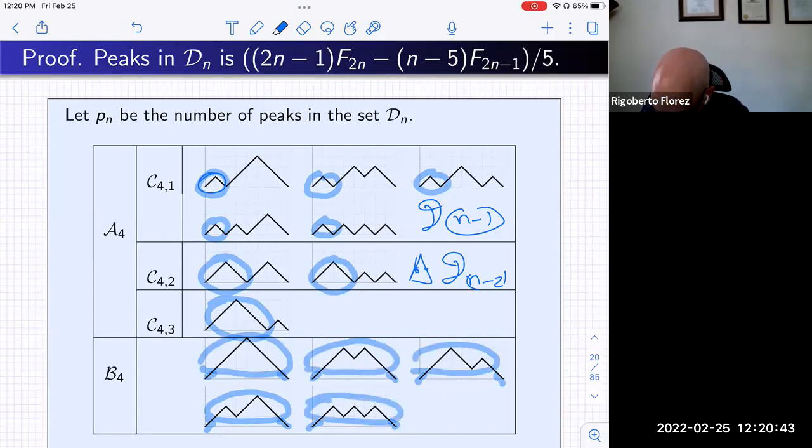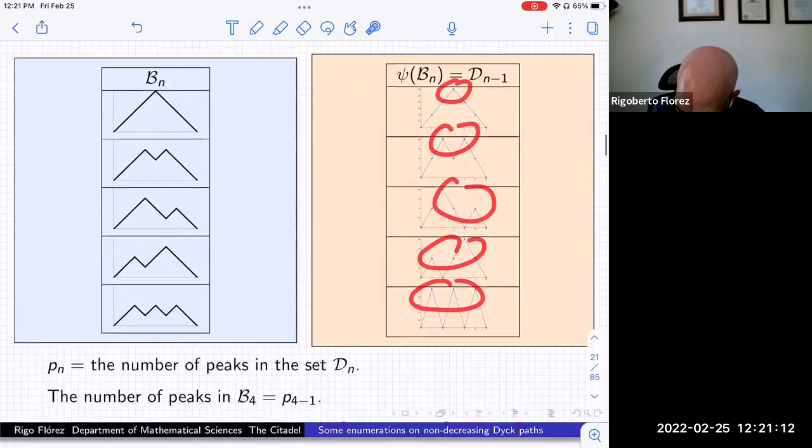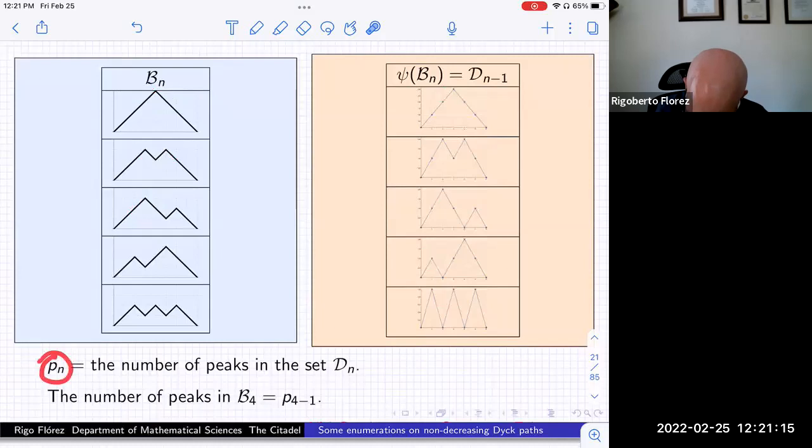So using that technique, let me show you. All of those that don't have valleys at the ground level, we call Bn. But Bn can be sent under a bijection to Dn-1. So instead of counting the number of peaks here, we can count them there. It's the same, because it's a bijection. We create a function that we call Pn, which counts the total number of peaks in Dn. So the total number of peaks in Bn is actually the total number of peaks in Dn-1.